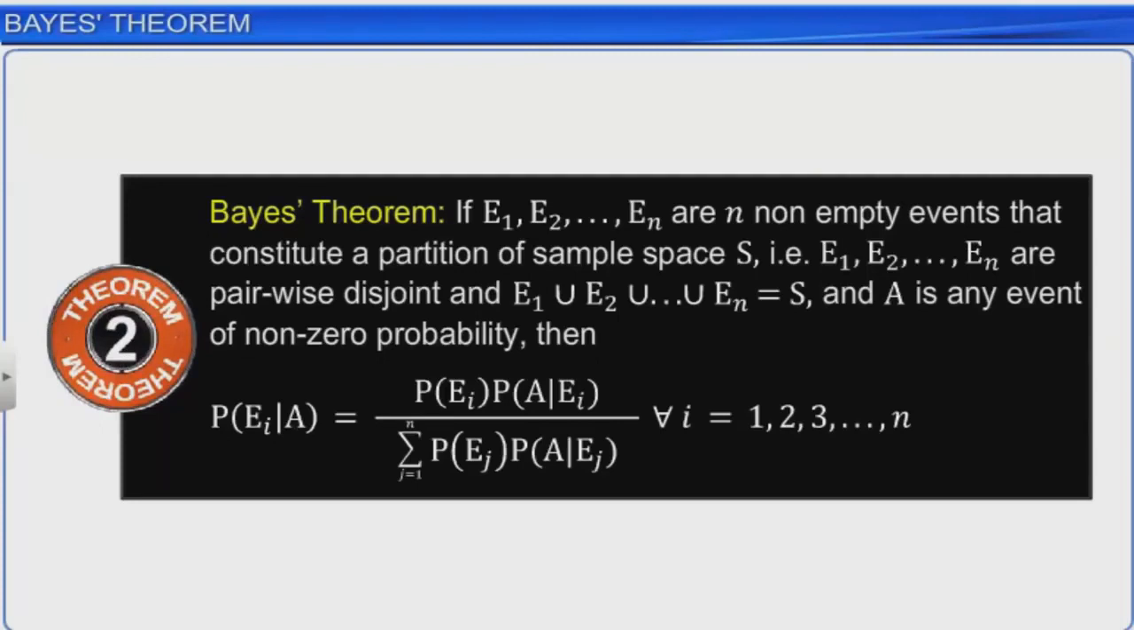Bayes' theorem states that if E1, E2 and so on till En are n non-empty events that constitute a partition of sample space S, that is, the events are pairwise disjoint and the union of events is equal to S, and A is any event of non-zero probability, then the probability of Ei given A is equal to the probability of Ei into the probability of A given Ei, whole divided by the summation of the probability of Ej into the probability of A given Ej, for i equal to 1, 2, 3 and so on till n, and j is running from 1 to n.